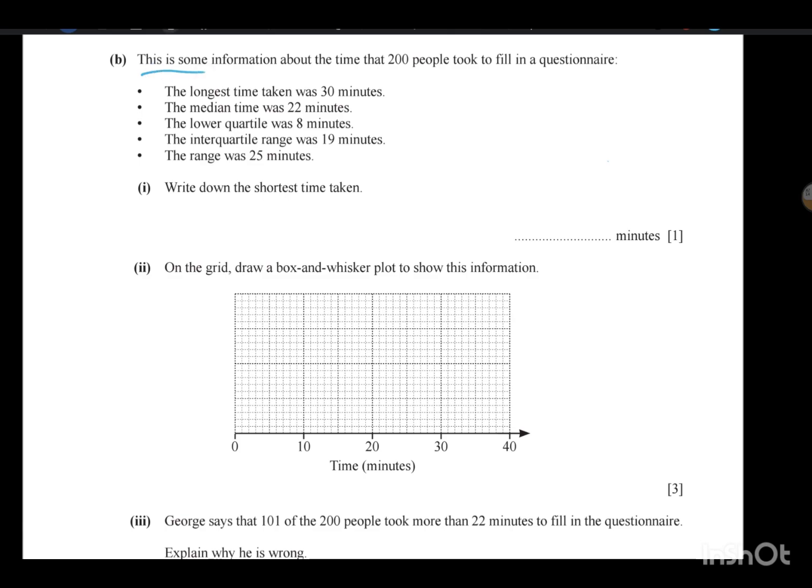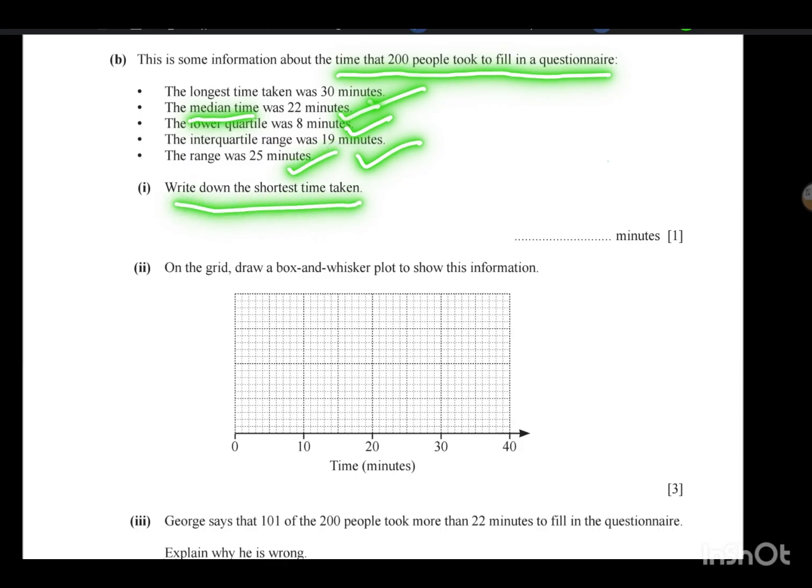This is some information about the time that 200 people took to fill in a questionnaire. The longest time taken was 30 minutes, the median time was 22 minutes, the lower quartile was 8 minutes, the interquartile range was 19 minutes, the range was 25 minutes. Write down the shortest time taken.